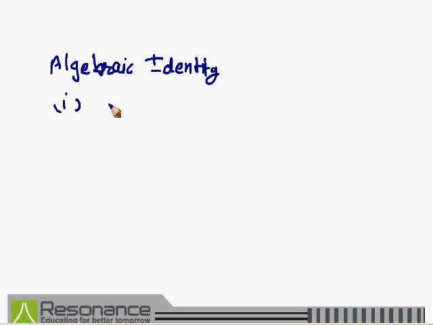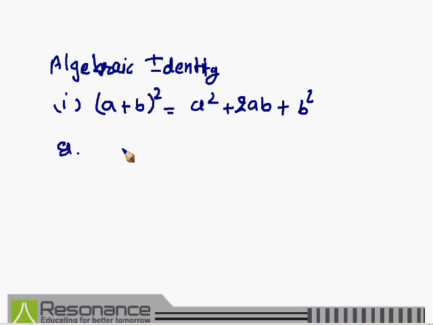First we start algebraic identities. Algebraic identities. The first identity we use here: (a plus b) whole square equal to a square plus 2ab plus b square. Okay, now solve some questions here by using that identity.